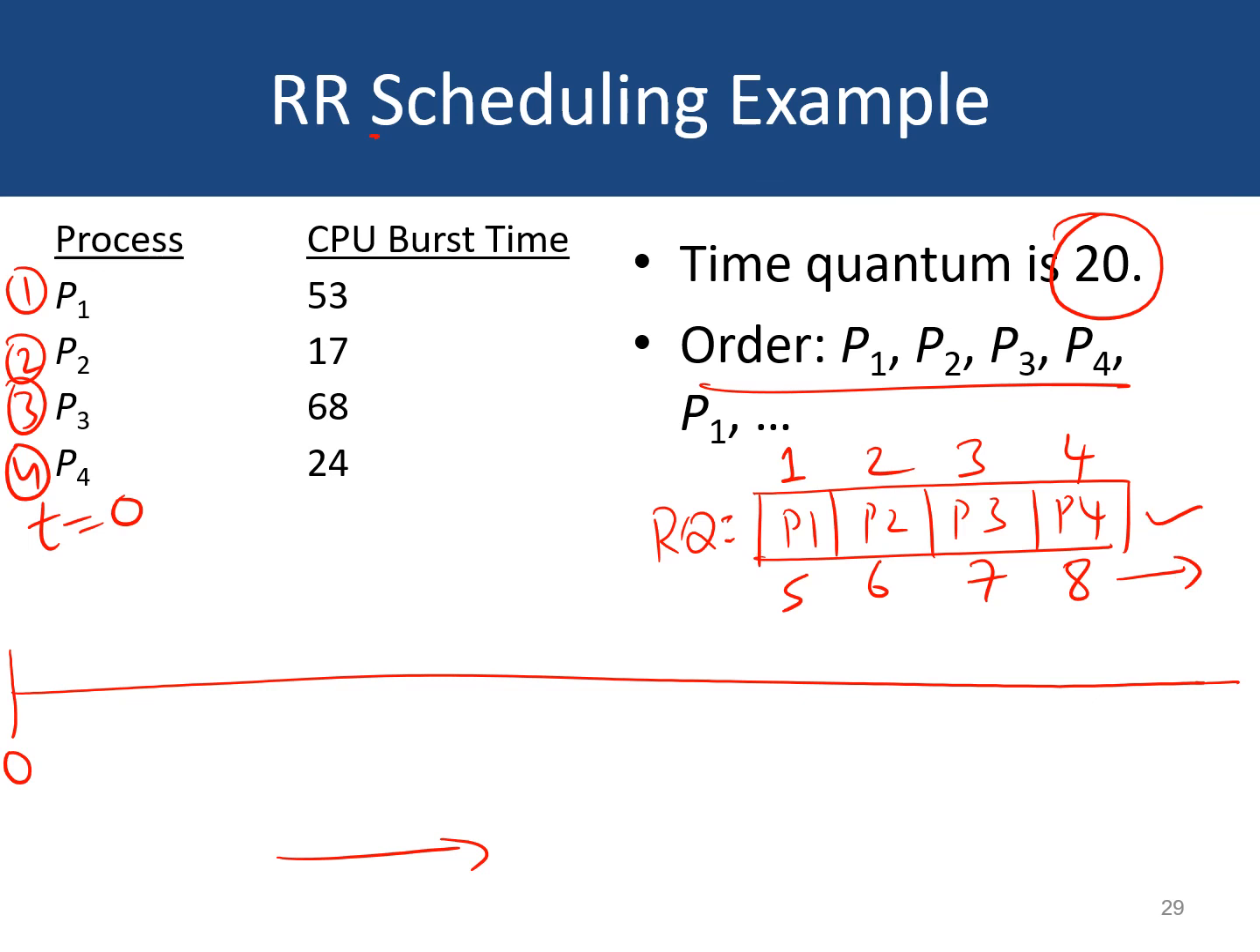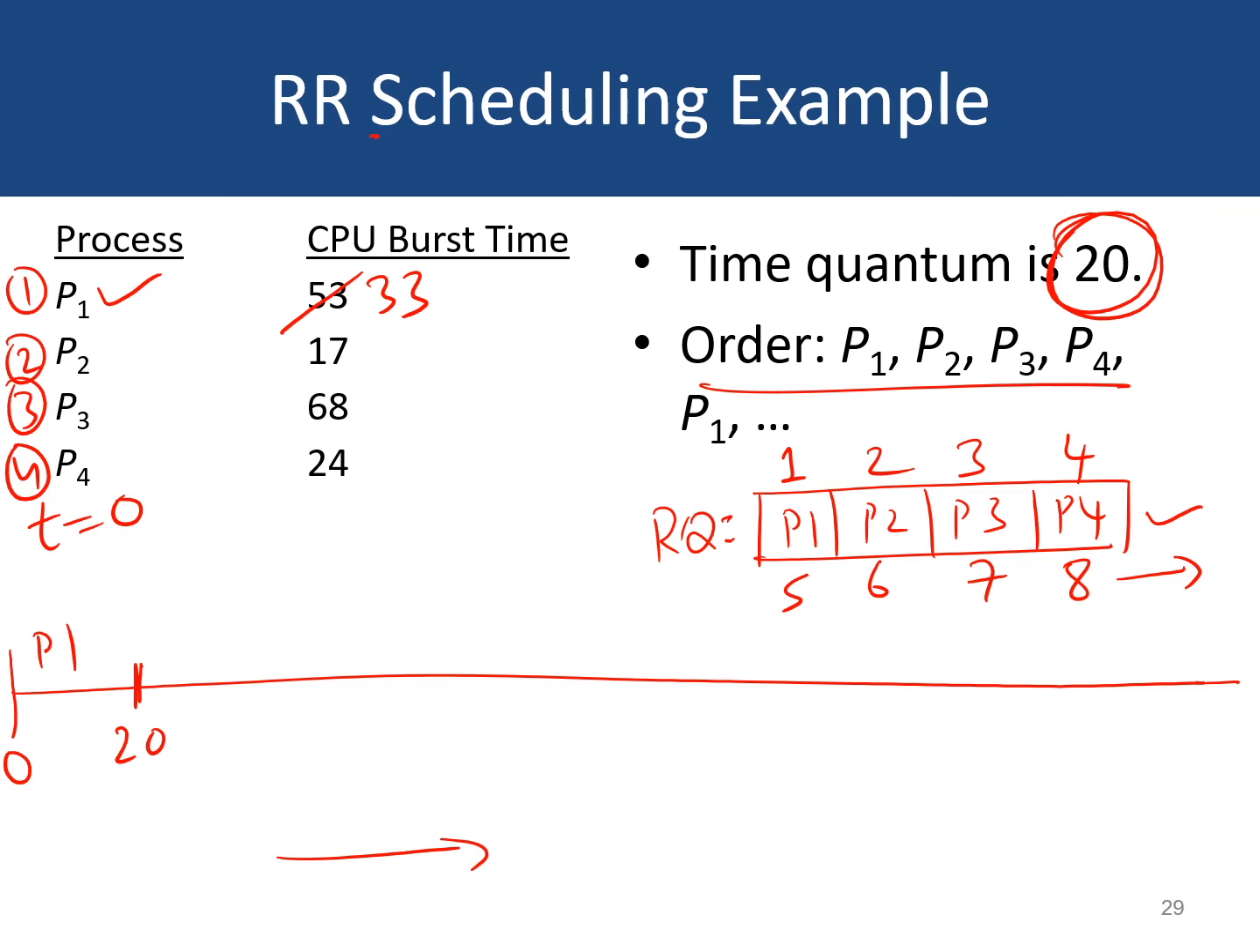In the first time quantum, we'll allow process P1 to execute. P1 would be allowed to execute for 20 milliseconds. So P1 will start at time 0 and finish here at time 20 milliseconds. Note that the CPU burst for P1 is 53, so P1 cannot finish in just 20 milliseconds. At the end of the first time quantum, P1 will have executed for 20 milliseconds, so its remaining CPU burst would be 53 minus 20, which is 33 milliseconds.